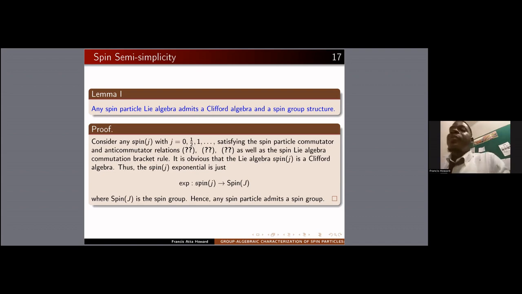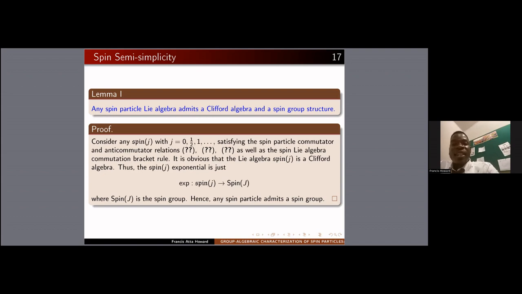So based on that, we have the following lemma: any spin particle Lie algebra admits a Clifford algebra and a spin group structure. The proof of this lemma is when we consider the Lie structure, spin J of a particle, and we look at the quantum J, that is 0, half, 1, when we consider the Higgs, fermion, boson, all those states.